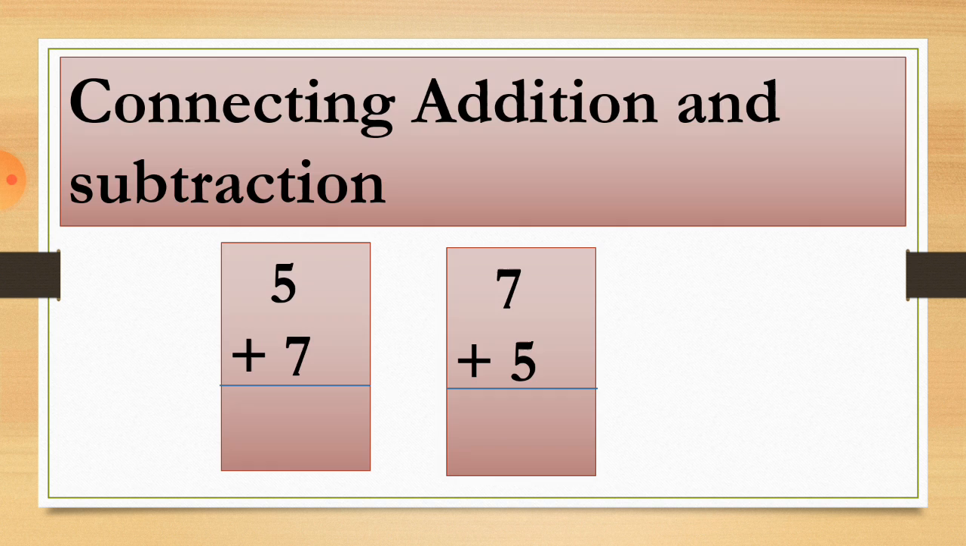Let's read through the example. Here is the example of connecting addition and subtraction. You can read here, connecting addition and subtraction. So how are they connected to each other? Let's see through this example. Here is 5 and here is 7. We have to add 7 to this 5. So let's count 7 numbers after 5. How much is it together?